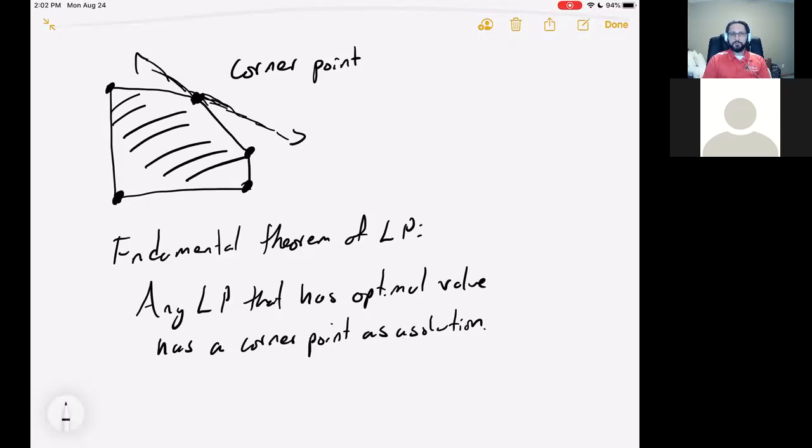So how does this theorem get used in practice? In a few lessons, we will learn the simplex method, which is a method of going through all of the corner points of an LP and trying to find the one that causes a maximum or minimum value.